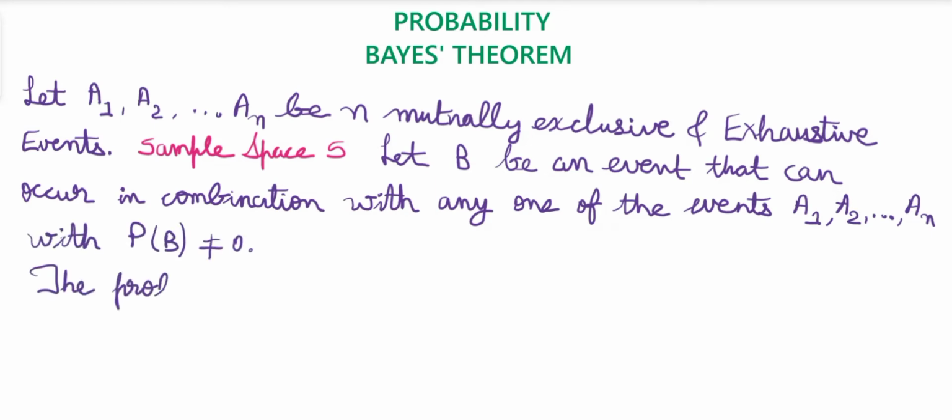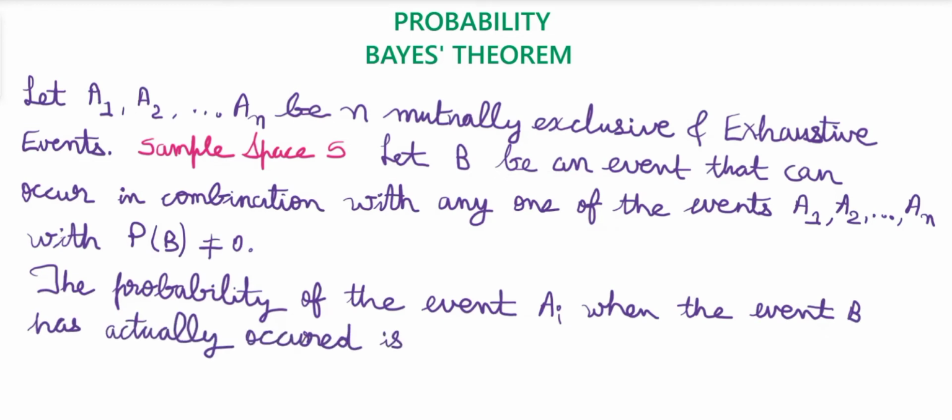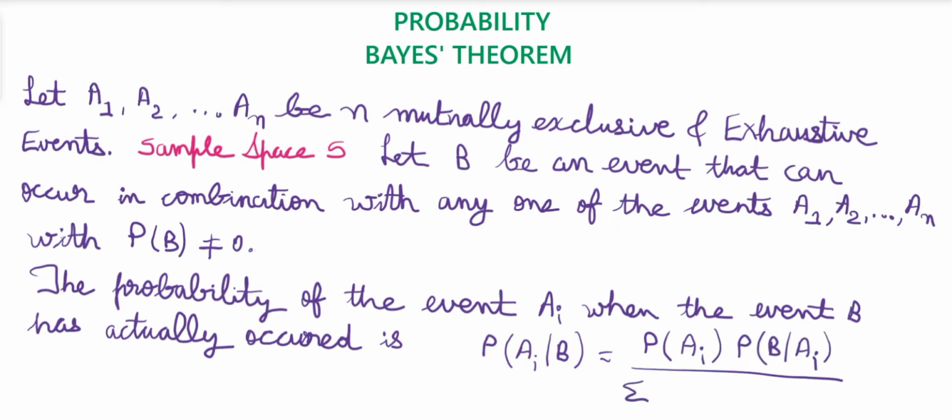As per the Bayes' theorem, the probability of the event Ai when the event B has actually occurred is given by P of Ai, this line between Ai and B is known as given that, is equal to P of Ai into P of B given that Ai divided by summation of P of Ai into P of B given that Ai, where i is equal to 1 to n.